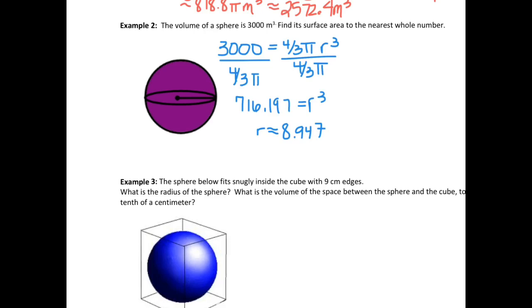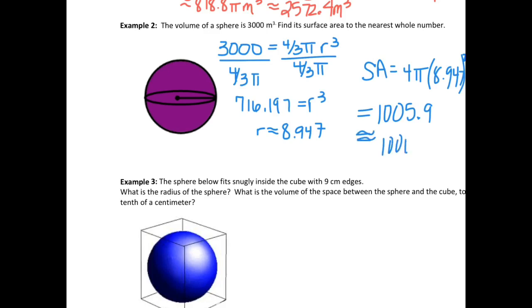It says to find my surface area to the nearest whole number. So I'm going to leave it like this, and then I'll just round to the nearest whole number. Not in terms of pi, just nearest whole number. 4 times pi times my radius, 8.947 squared. So 8.947 squared times 4 times pi is 1005.9. So if I round it to the nearest whole number, it is about 1006 meters squared.